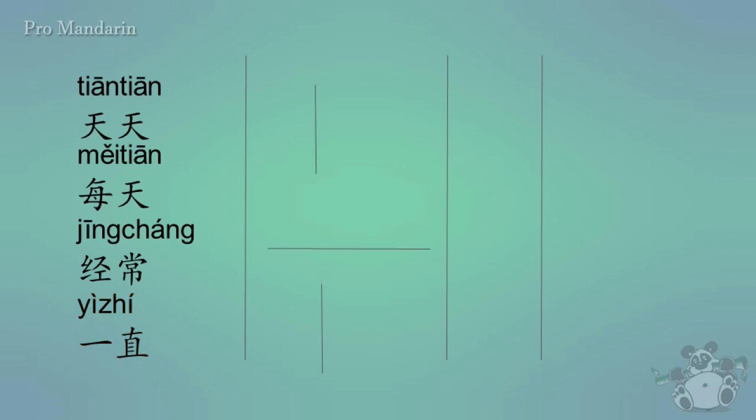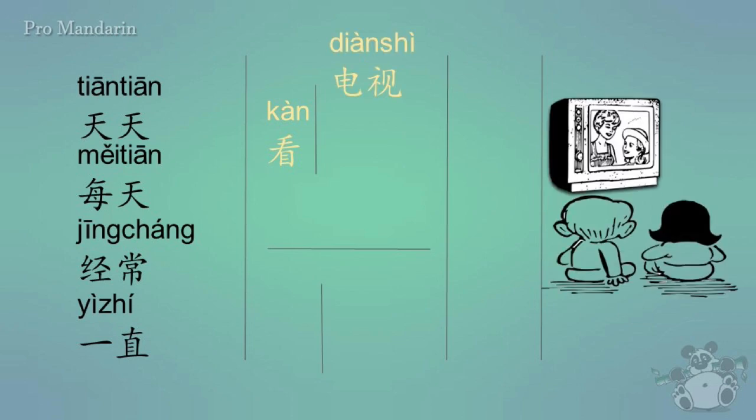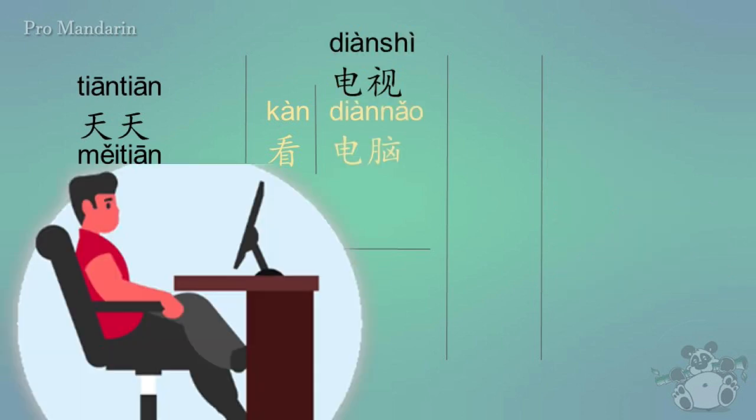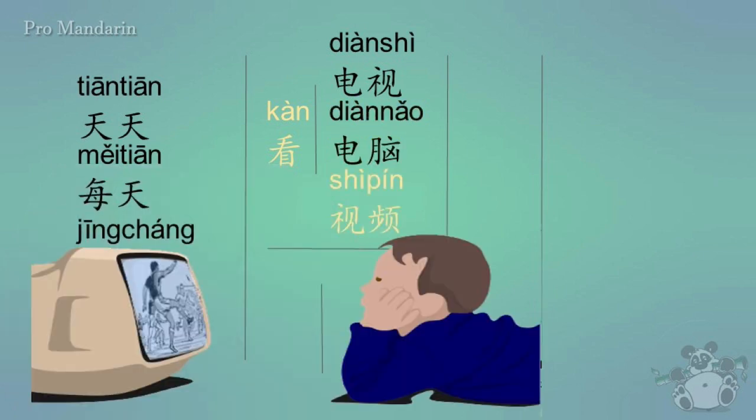Now for the next column, the first word we're going to use here is 看, which means to look, to watch, to read, something along those lines. So I'm going to give you a few different words that you can pair up with that. The first one is 电视, which is television, so to watch TV is 看电视. And then we got 电脑, which is computer, so 看电脑 means to be on the computer. And that's just one of the few ways that they say to be on the computer. And then lastly is 视频, which means videos. So 看视频 is to watch videos.